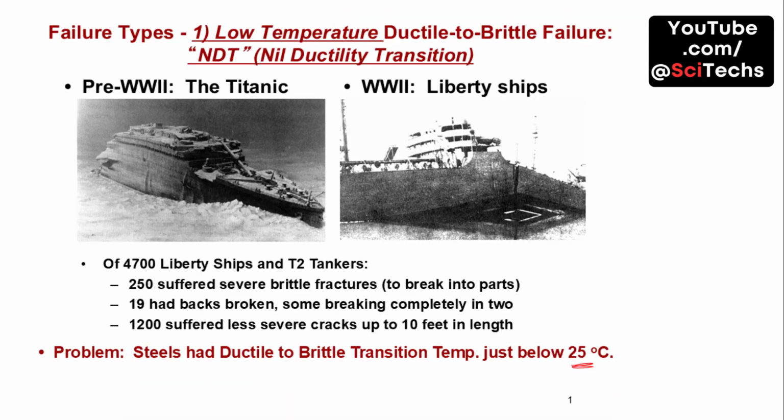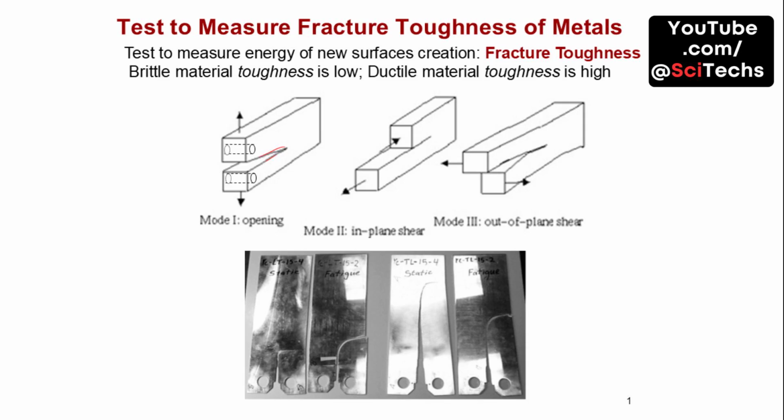Let's start with low temperature ductile to brittle failure, also known as nil ductility transition. This type of failure was notably seen in the Titanic and Liberty ships, where steels had a transition temperature just below 25 degrees Celsius. To measure the fracture toughness of metals, we use specific tests that assess the energy required to create new surfaces. Brittle materials have low toughness, while ductile materials exhibit high toughness.